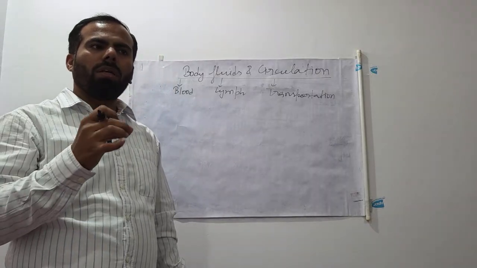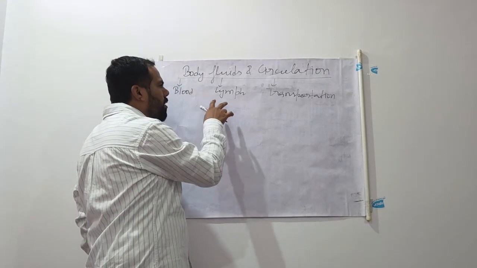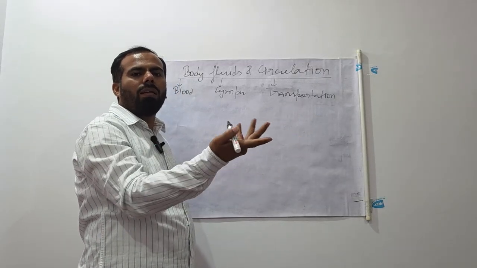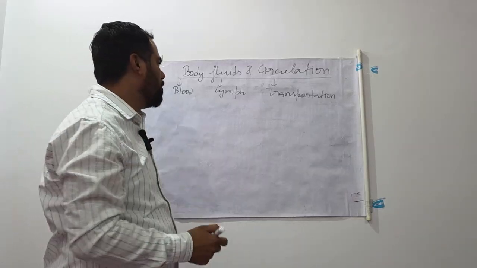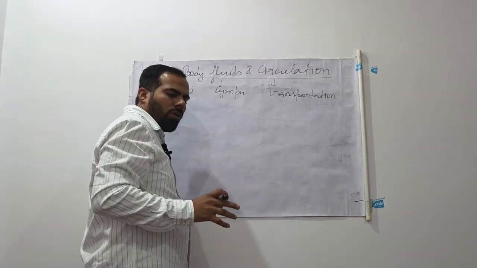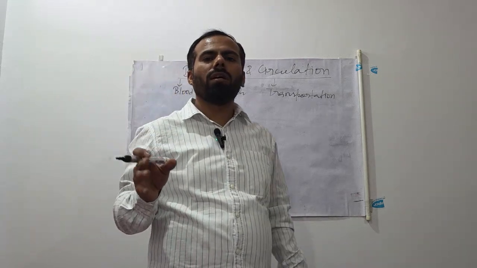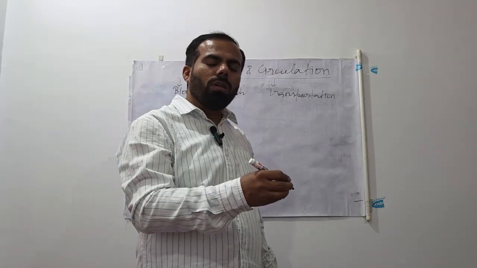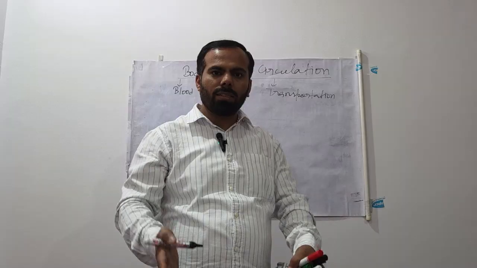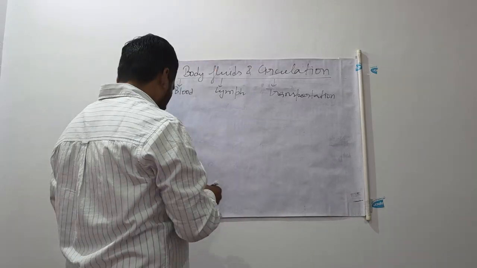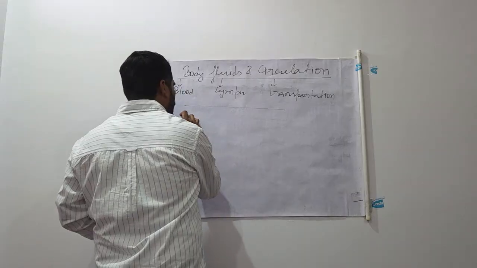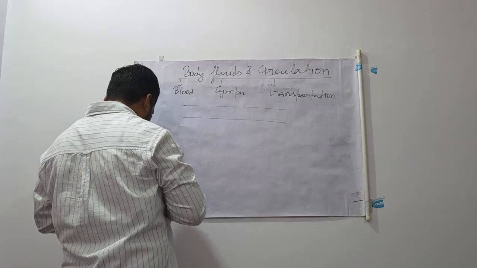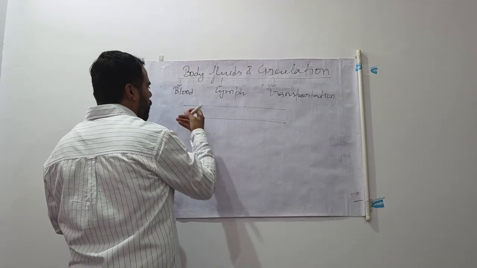Now the most important thing is this: where are these fluids transported and where are they formed? For transportation, we need a way, a road. Like if you want to go to school, you need a way. That is the rasta in Hindi. So here there are some vessels which are present in our body like a tube, and in this tube the blood is floating.